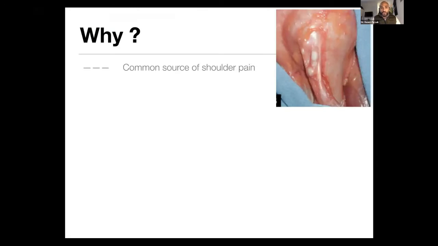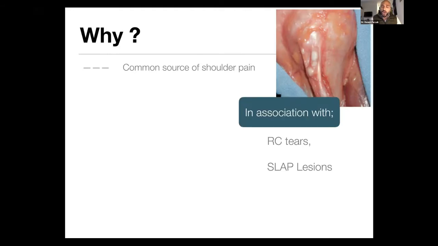So that's why we're talking about the long head of biceps, because it is a really common source of shoulder pain. A very common source of shoulder pain, either on its own or along with other pathologies. So we commonly see it in association with rotator cuff tears. This is the most common scenario that we face, frankly and directly, crystal clear pathology of the long head of biceps when we do a rotator cuff tear or when we deal with slap lesions.